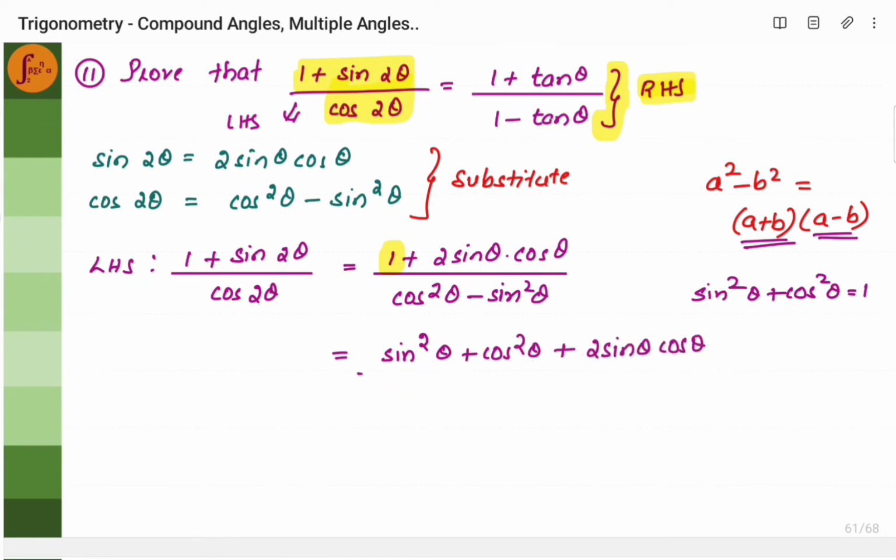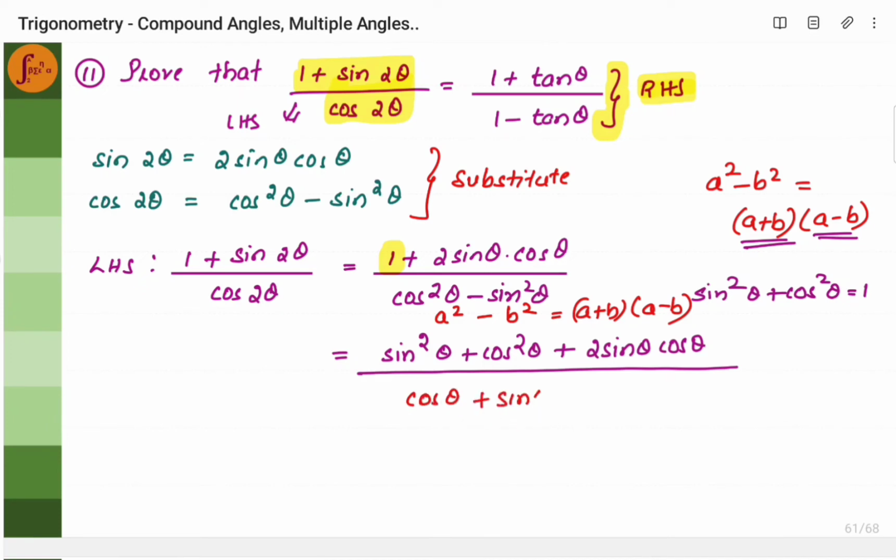I am copying this. Divided by, now instead of writing cos square theta minus sin square theta, there is an algebraic formula, right? That is a square minus b square is equal to a plus b into a minus b. Now if you notice, this is of the form a square minus b square, right? So you can expand it as a plus b into a minus b. So I can write it as cos theta plus sin theta into cos theta minus sin theta.